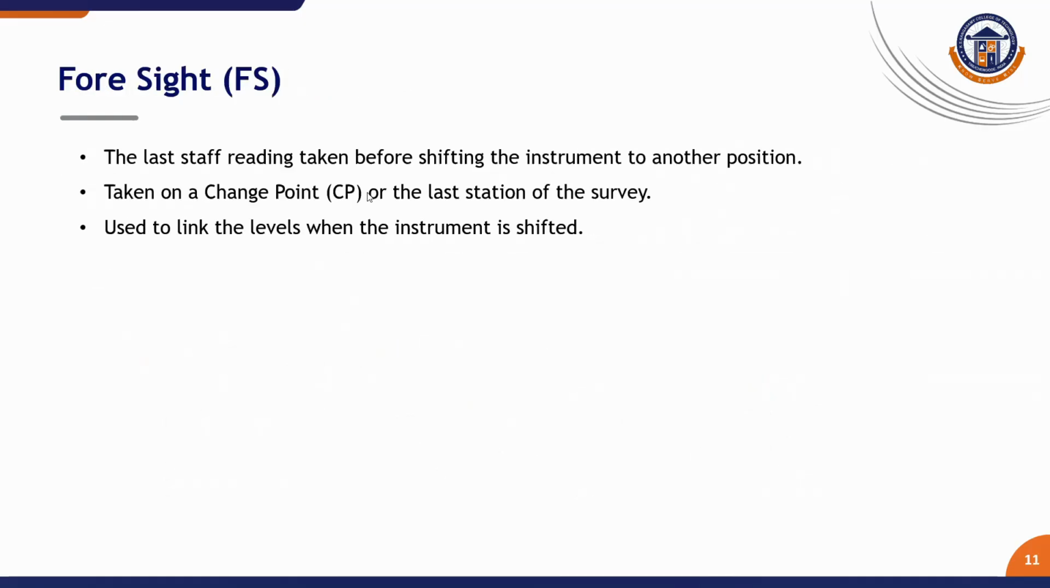Finally, we have the foresight. The foresight is the last reading taken from a particular instrument setup. It is taken on a change point, which is a stable point that becomes the new reference for the next setup. This reading is used to determine the elevation of the change point, which then allows us to carry the level forward when we move the instrument to a new location.